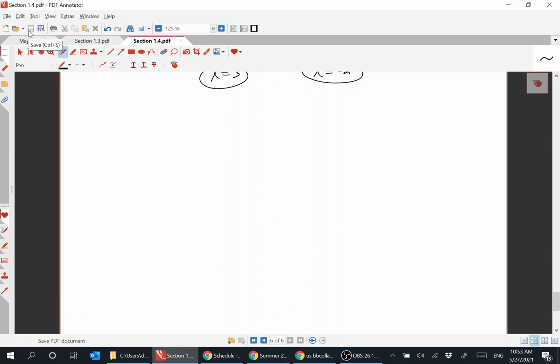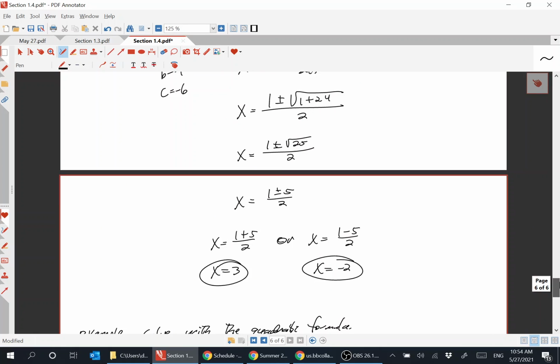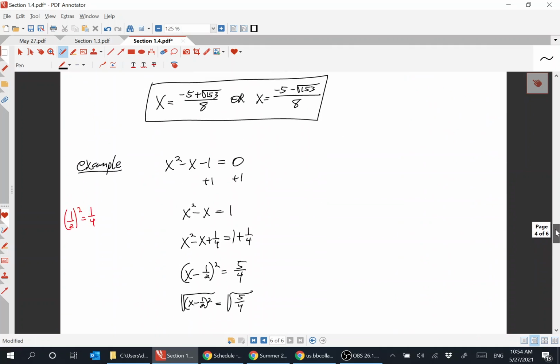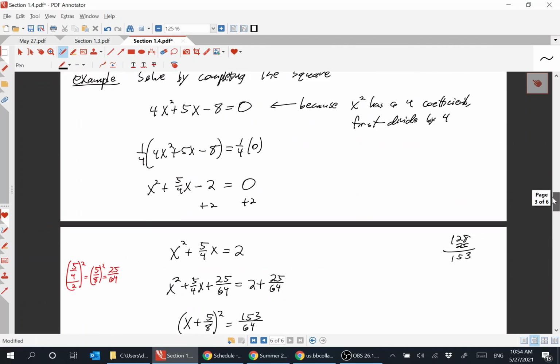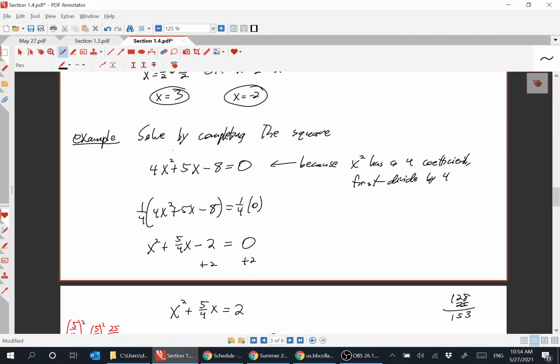A solution done by completing the square, as well as others. Let's take one more example of that. So solve with the quadratic formula. Let's do that one we had before, the one with 153 in it. Yeah, there it is.